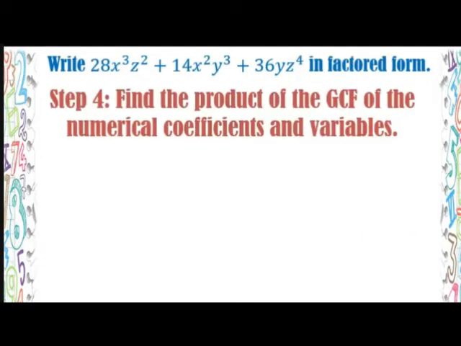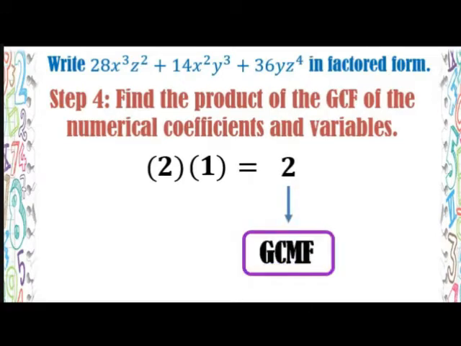Next, find the product of the GCF of the numerical coefficients and variables. The GCF of the numerical coefficients is 2. For the variables, it's 1. So 2 times 1, that's 2. So 2 is the GCMF.